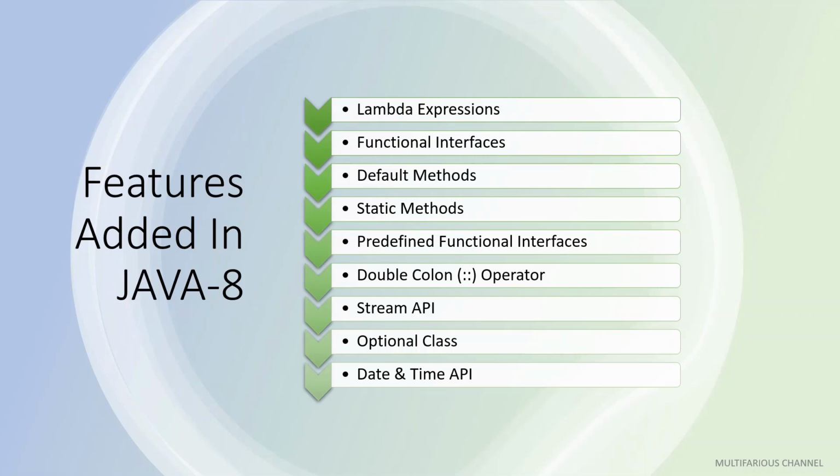So let me reiterate it. What are some of the features of Java 8? First is lambda expression, then functional interfaces, then the capability to add default and static methods in an interface. We'll learn some of the predefined interfaces that come with Java 8. What is the role of the double colon operator? What is the Streams API? What is the Optional class? And how can we deal with the new date and time API?